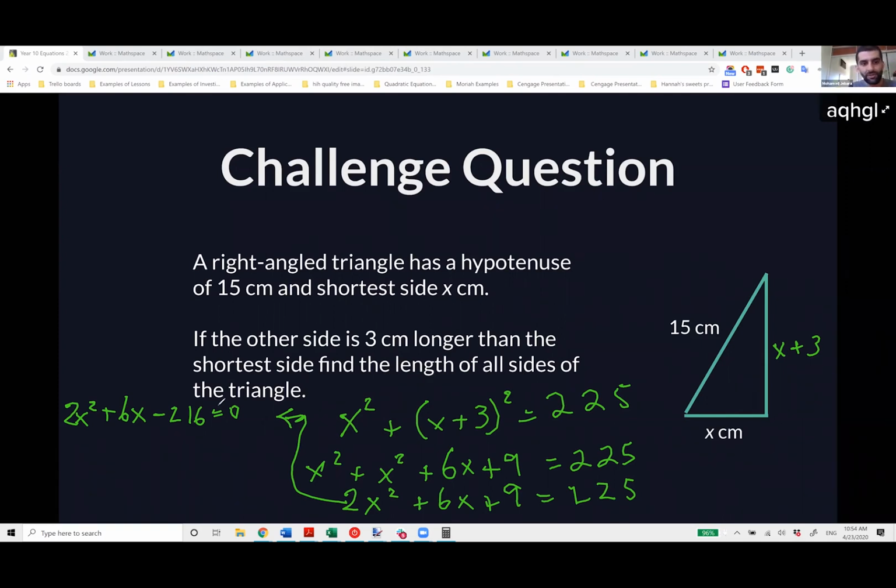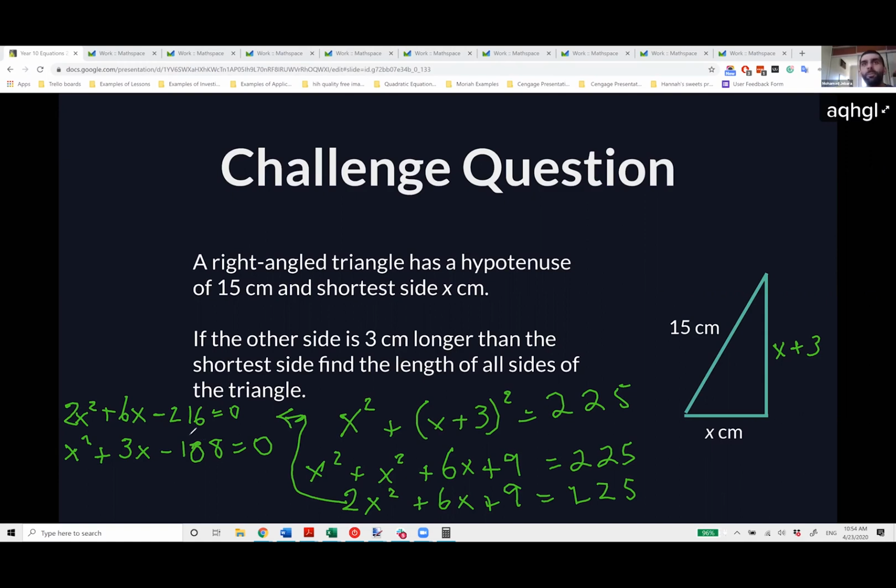Is equal to 0. And then I'm going to factorize out the 2, or divide both sides by 2, which is probably even easier. So I get x squared plus 3x minus 108 equals 0. That is 108.